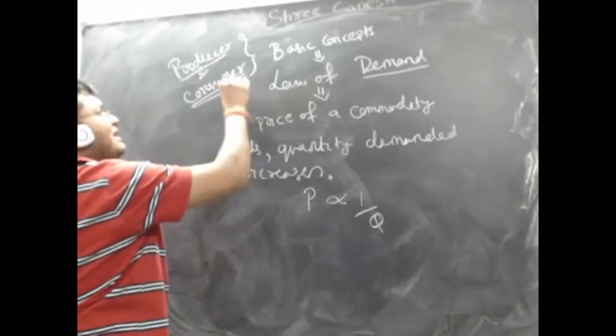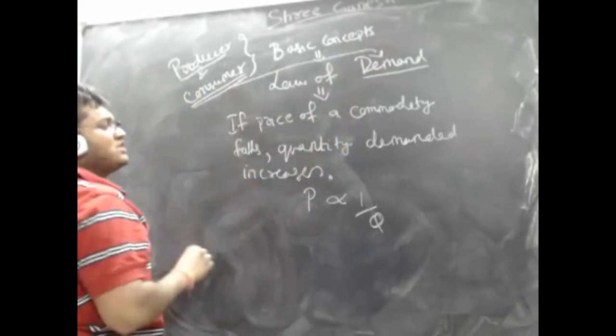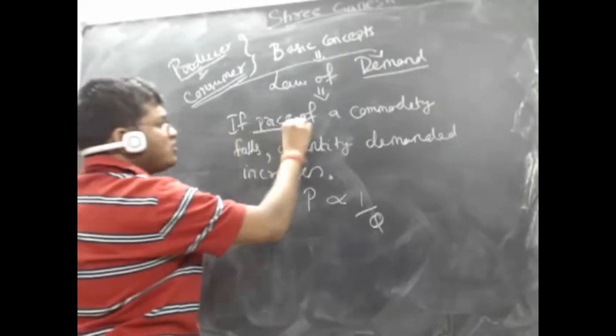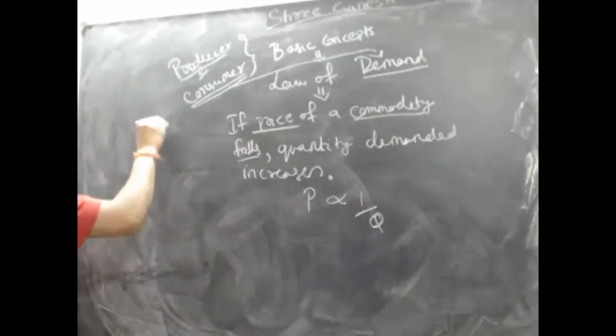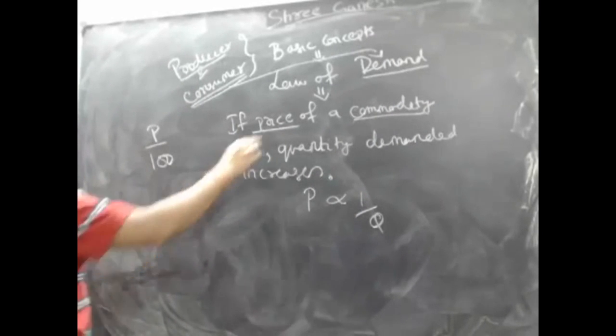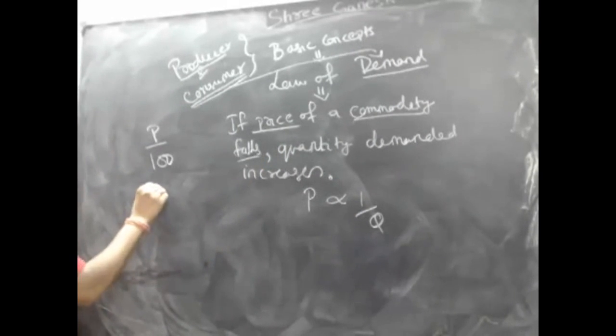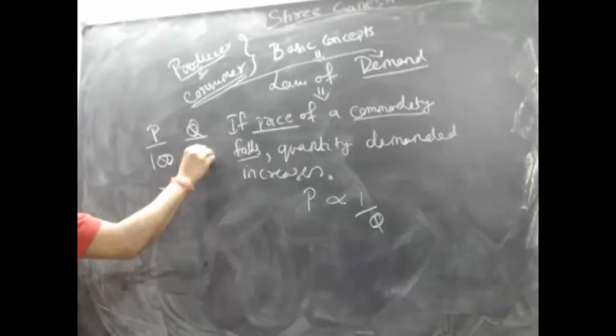Now this law of demand is from the point of view of the consumer. Now what does this law say? It says if the price of a commodity falls. Because earlier one particular commodity was available for 100 rupees. If it falls, say it is available for 70 rupees, what will happen? At 100 rupees, say quantity demanded was 70.